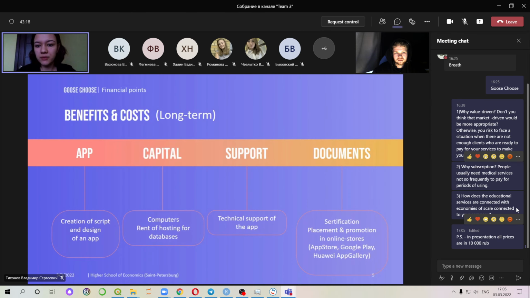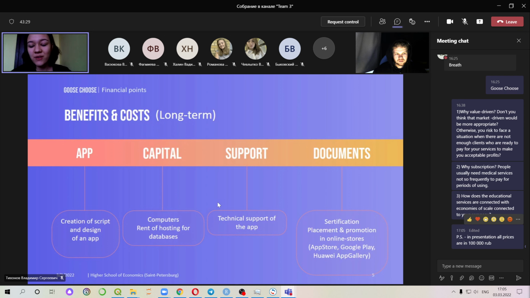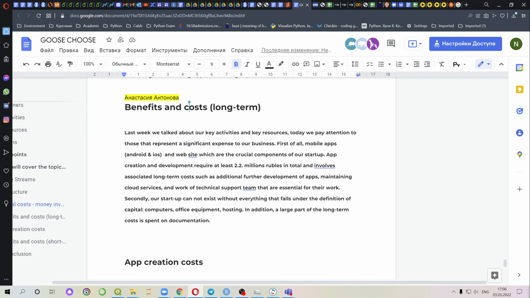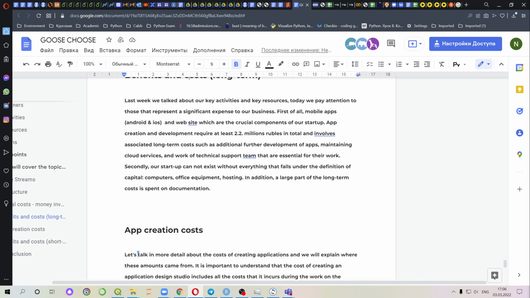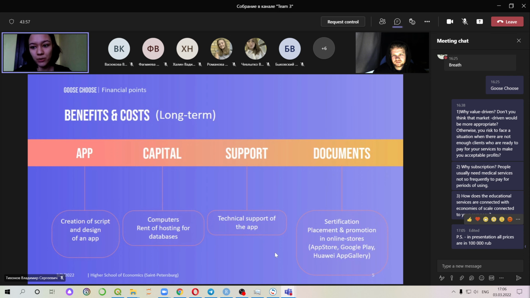So now let's talk about benefits and costs in the long term. Last week we talked about our key activities and key resources. Today we pay attention to those that represent a significant expense to our business. First of all, mobile apps, Android and iOS, and website, which are the crucial components of our startup. It requires a lot of money, and app creation and development requires at least 2.2 million rubles in total and involves associated long-term costs such as additional further development of apps, maintaining cloud services, and work of technical support team that are essential for our work.